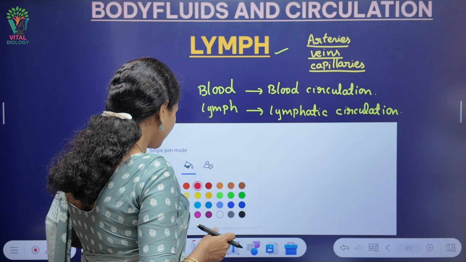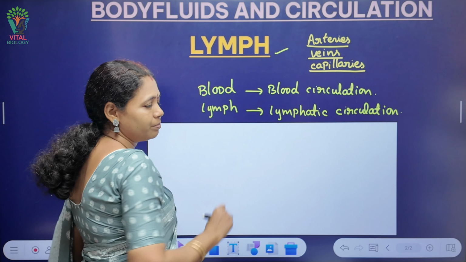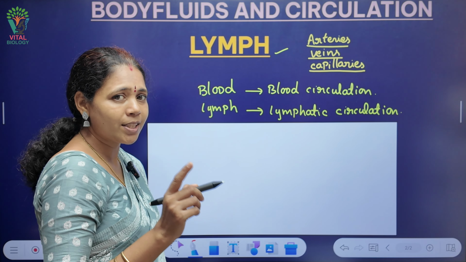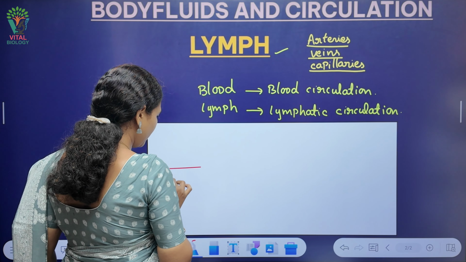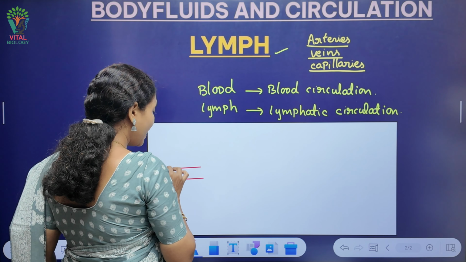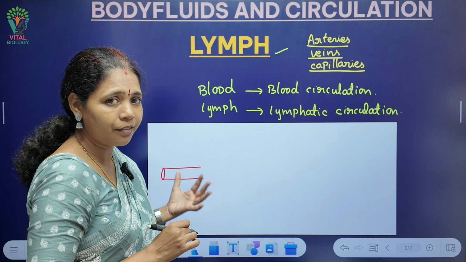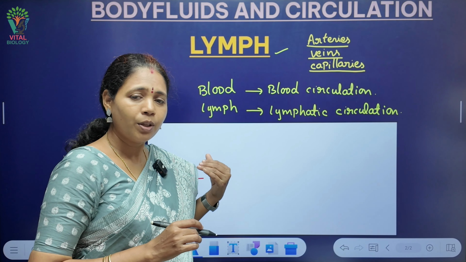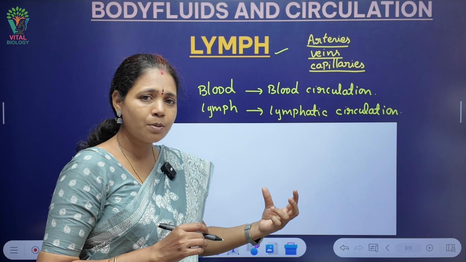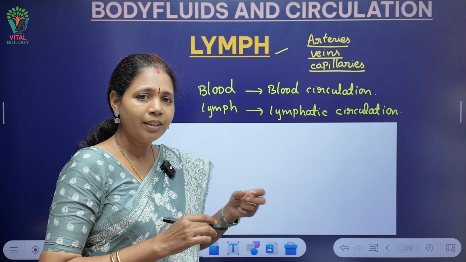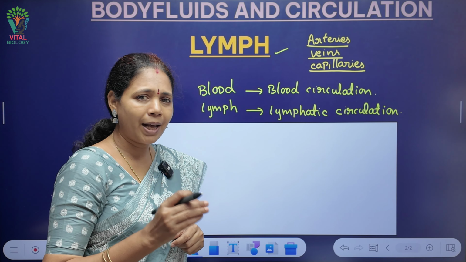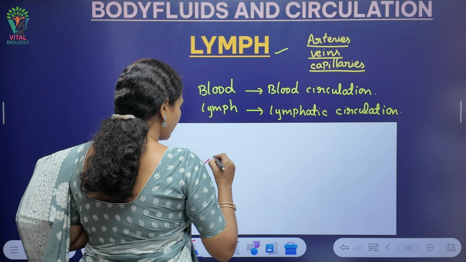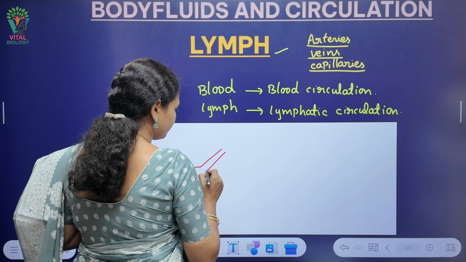Here, we will start with the arteries. Arteries carry oxygenated blood to the cells. So this is our main artery, and it starts from the heart. While traveling, it divides into thinner branches, which are called arterioles.